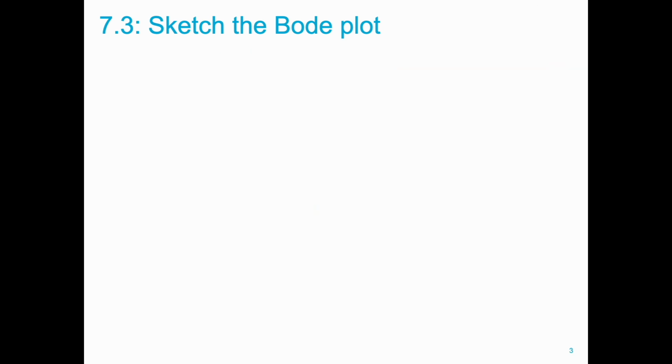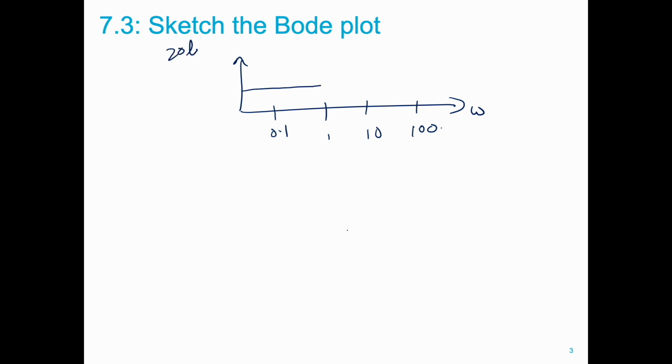So let me summarize all of them in one single sketch and plot it out. So this is omega. I've got 0.1, 1, 10, 100. And we know that this is 20 log to the base 10 of mod H of j omega. So this should be flat at minus 46 decibels until you hit 1 radian per second. And from there onwards, it increases with a slope of 20 decibels per decade, and you reach minus 26 decibels. And at 10, we realize that it needs to go down at the rate of minus 20 dB per decade.